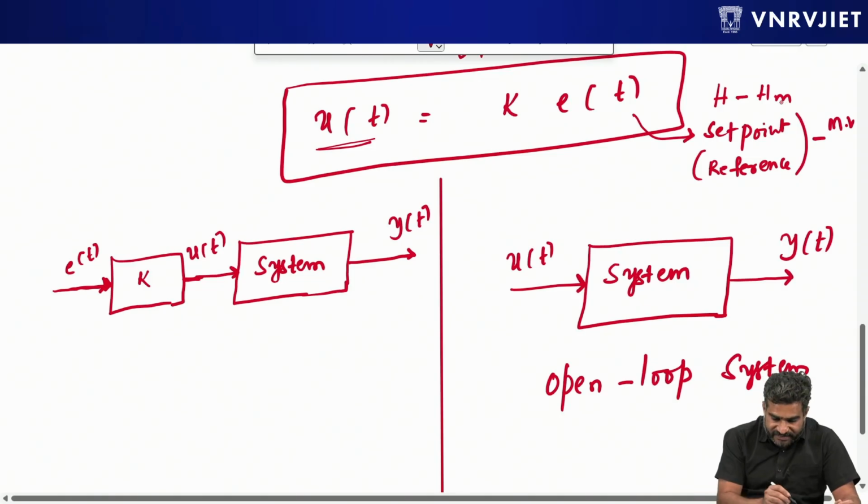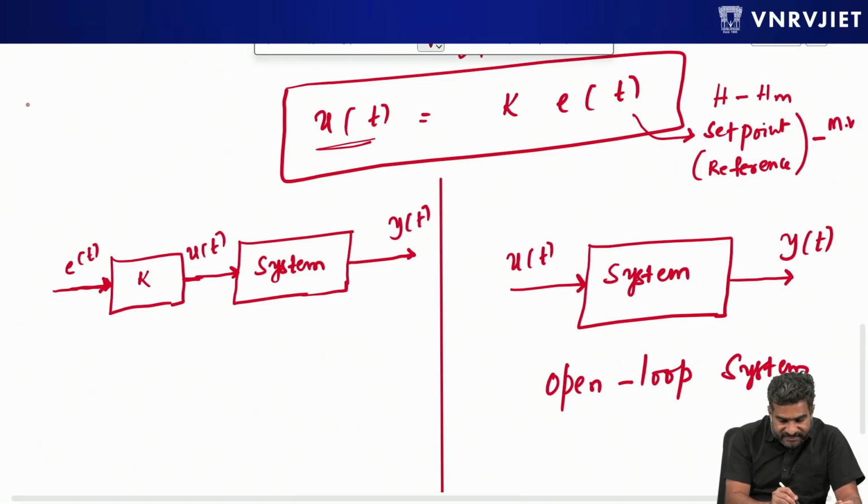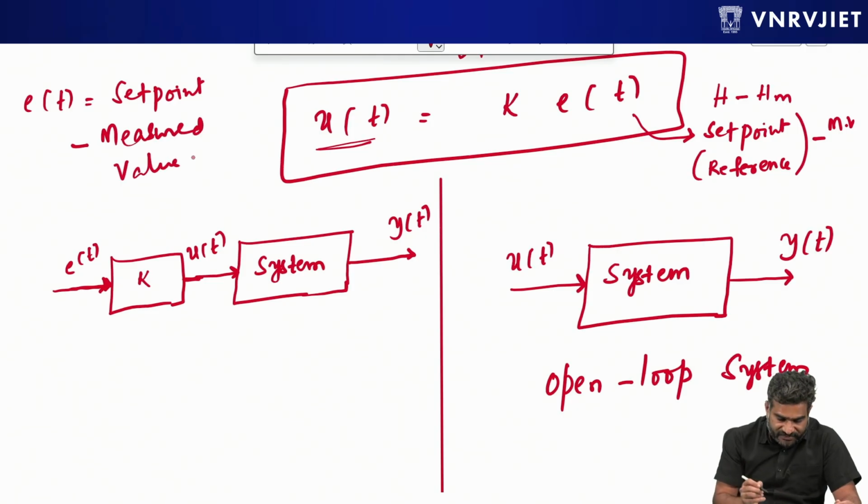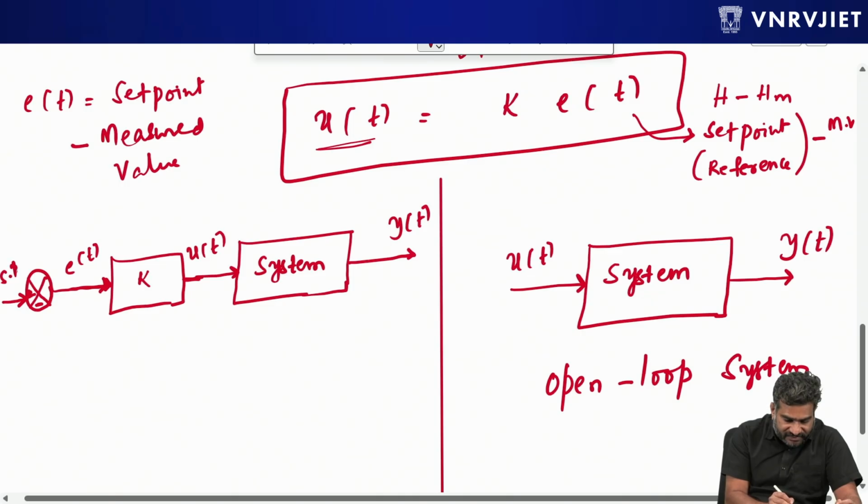So let me write it here. This error is defined in this way, that is reference or set point, that is my requirement. I want to maintain height at a certain height, so that is my set point or reference, minus the measured value, right? So maybe I need an element, a mathematical operation that will do this subtraction. So see, this is where my set point or reference is, right?